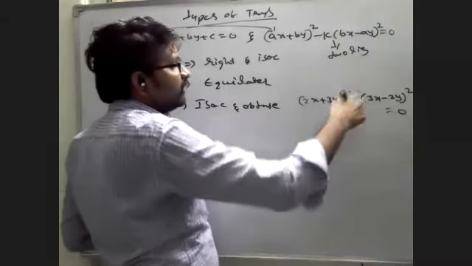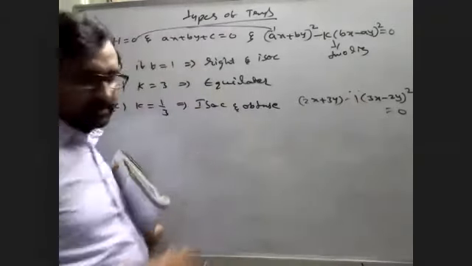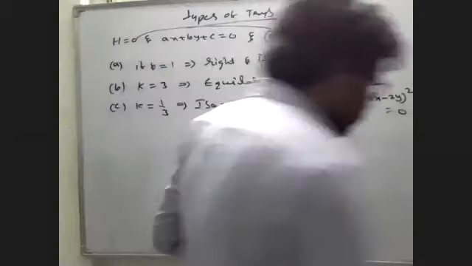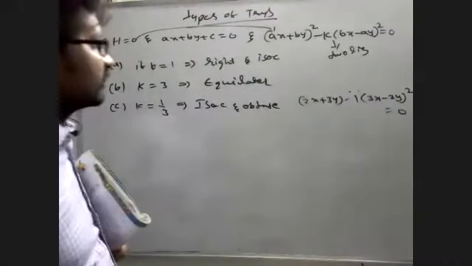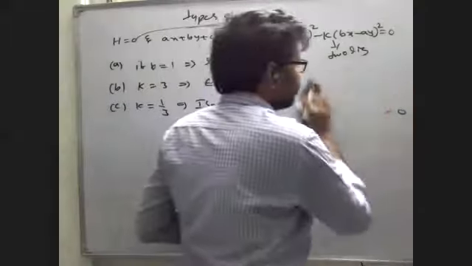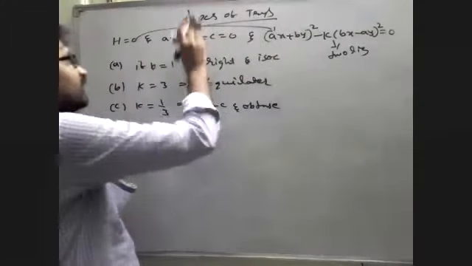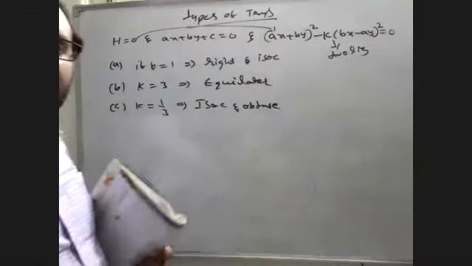If k equal to only 1, then that is clearly a right angle isosceles triangle. So depending on the k value, we can say which type of triangle is given by a pair of lines and a straight line. We have this in the IPE theorem also.